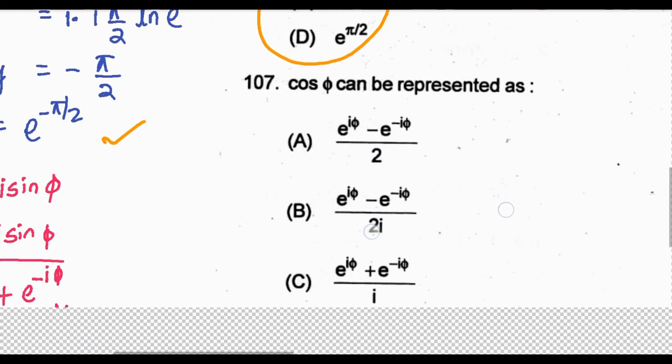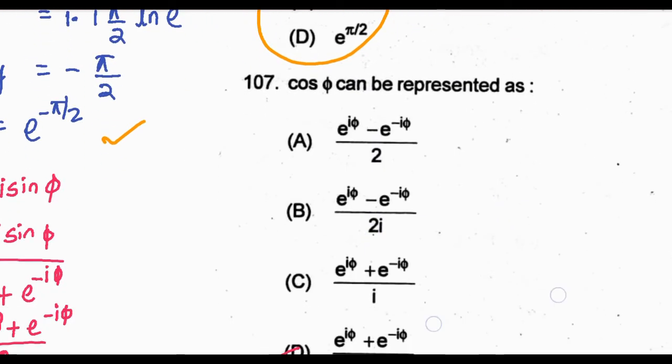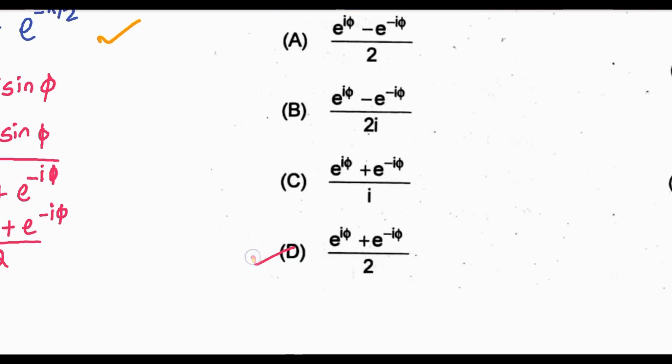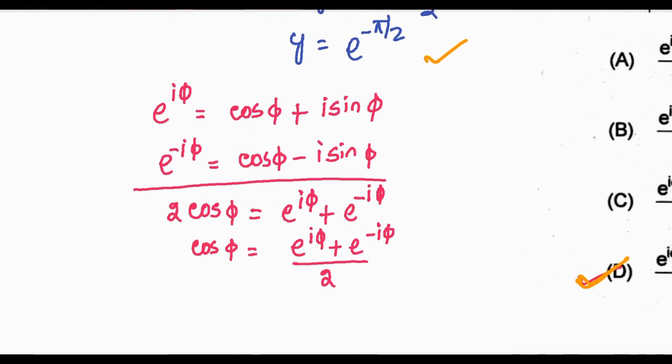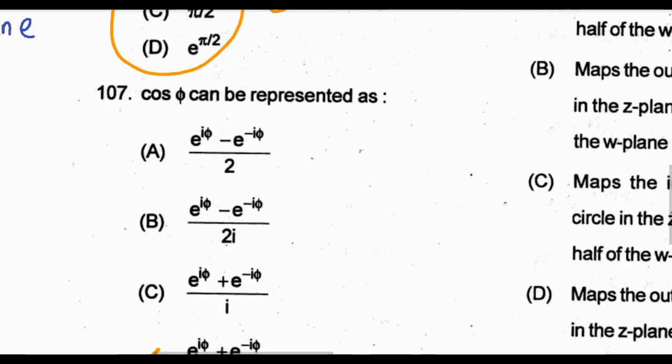The next question is: cos phi can be represented as, this is the direct thing, e to the power i phi plus e to the power minus i phi by 2. Here I have also mentioned this one: e to the power i phi is equal to cos phi plus i sin phi, and e to the power minus i phi is equal to cos phi minus i sin phi. If we add these, we get 2 cos phi, which is equal to e to the power i phi plus e to the power minus i phi, and cos phi is equal to e to the power i phi plus e to the power minus i phi by 2. So this one is the direct thing.